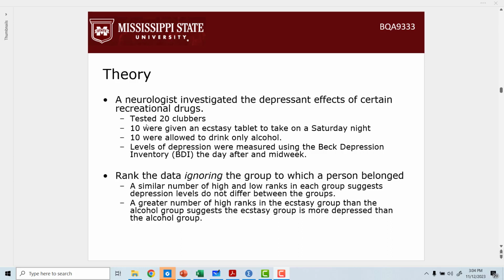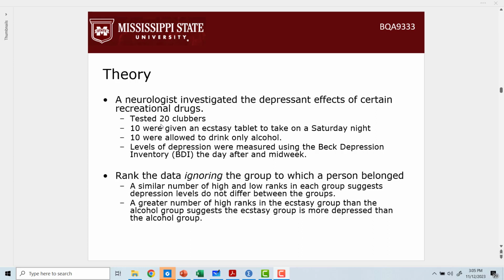Okay, so we have some data here, and this was a drugs effect study. We've got 20 people who go out clubbing or to a nightclub on the town. Before they go out, 10 were given the drug ecstasy and 10 were given alcohol. And then for each of these people, they were measured on a depression inventory.